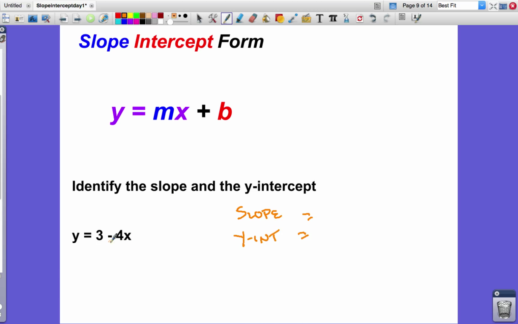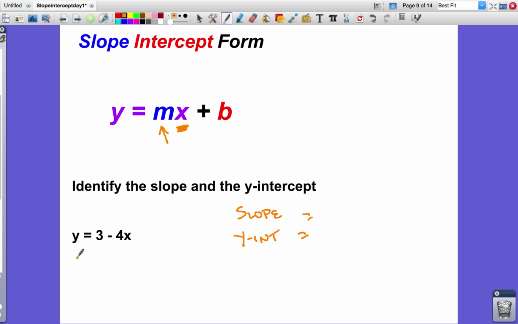Okay, well, remember, the slope is always a number that's being multiplied by x. Okay, this 3, even though it is the first number that we see, so normally our slope comes right here, it's not being multiplied by x. This negative 4 right here is being multiplied by x.